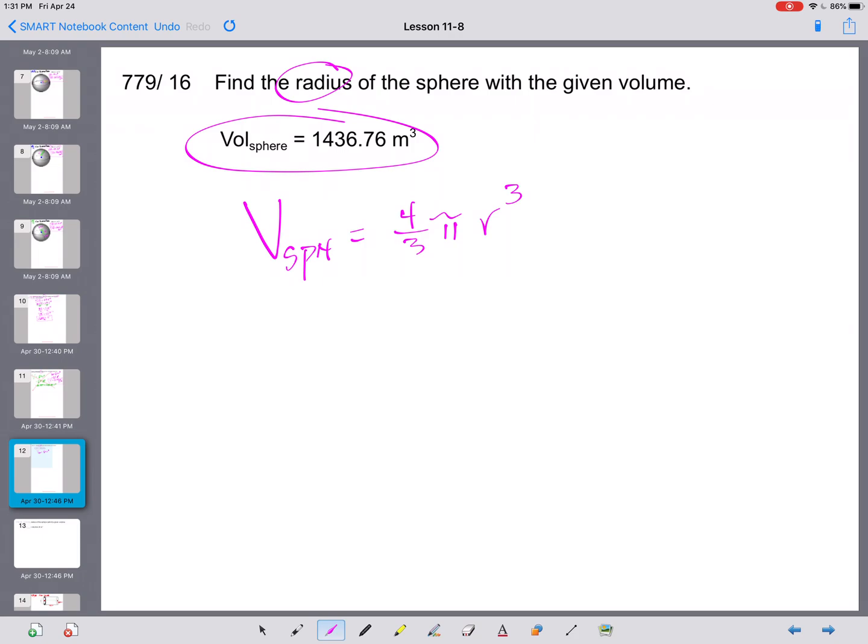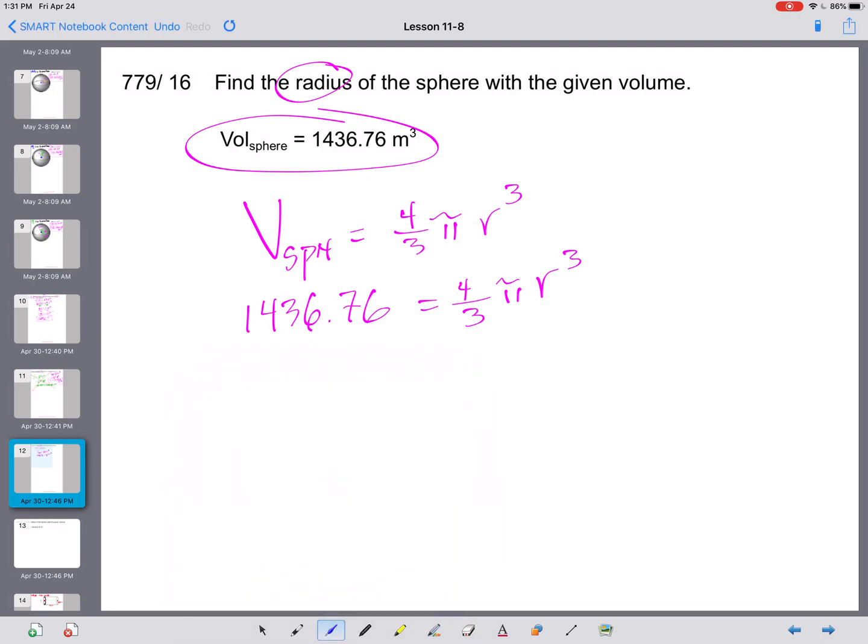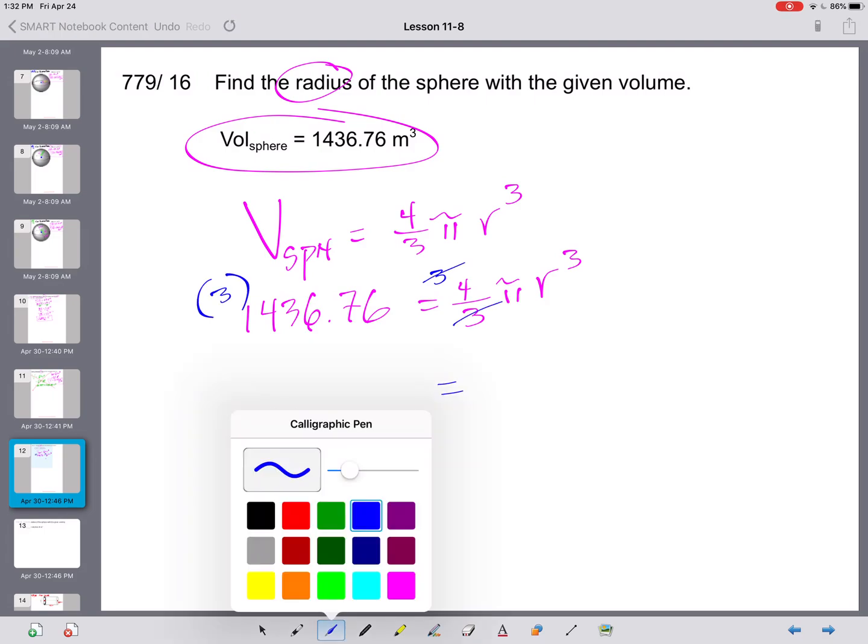Plug in everything you know. I got volume 1436.76 equals 4/3 pi r cubed. What do you want to do first? It's algebra. There's a couple things you could do. I tell you what, I don't like the fractions. We're going to multiply by 3 here, multiply by 3 here. Let's see what we got left.